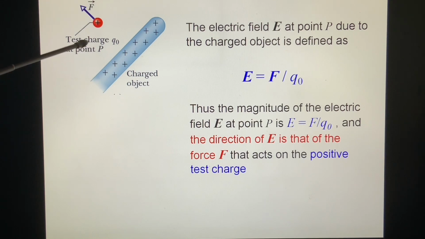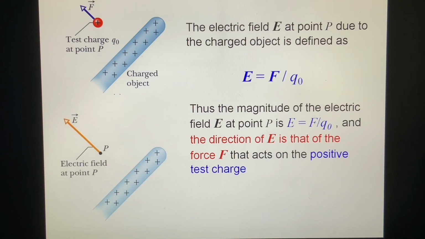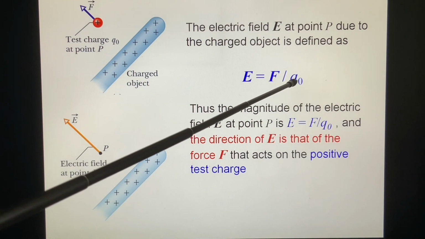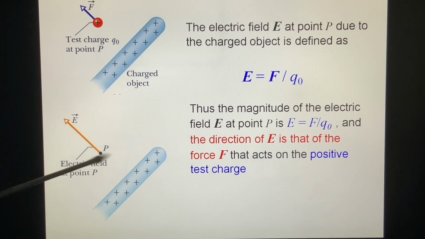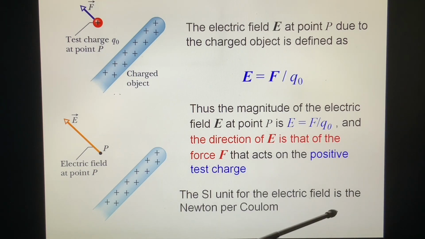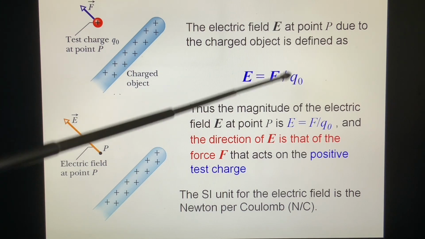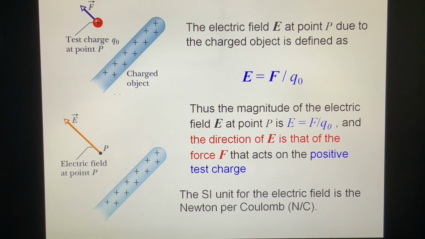This is a positive test charge. What does the test mean? It means the charge is very tiny, very small. It will not affect the original electric field. So with F over Q0 we get E. Q0 is a positive charge. In this case, E and F are in the same direction. This is the E. The metric system unit for the electric field is Newton per Coulomb.